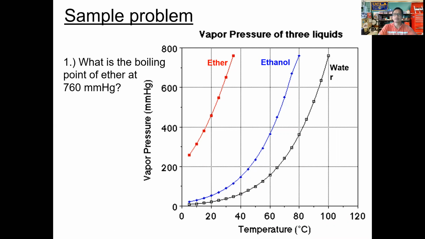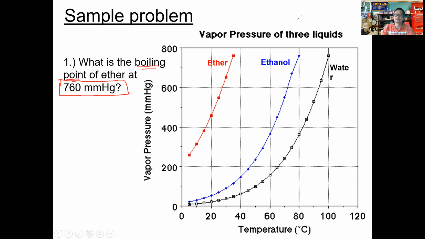All right. Now let's consider this. Remember, we said the boiling point is the temperature at which the liquid's vapor pressure is equal to the atmospheric pressure. So here's the temperature right here. We're talking about the temperature at 760 millimeters of mercury. Remember, that's equal to 1 atmosphere. So what is the boiling point? We're looking for a temperature for the ether when it has a vapor pressure of 760.